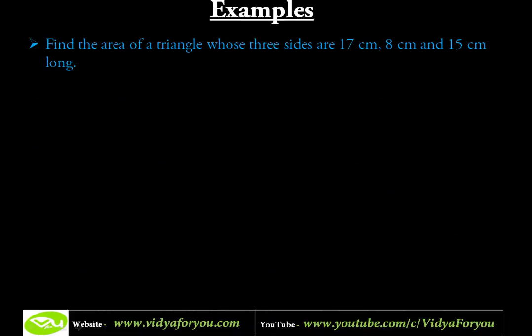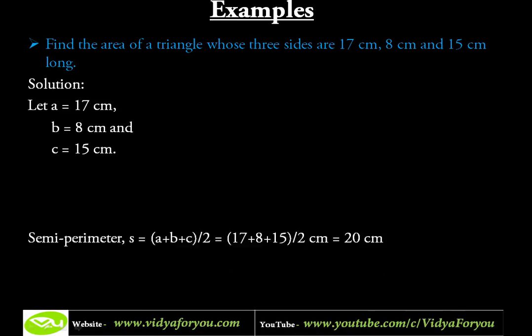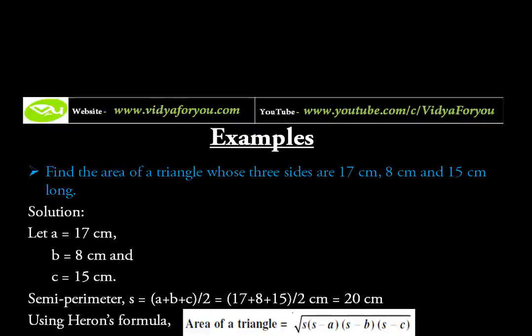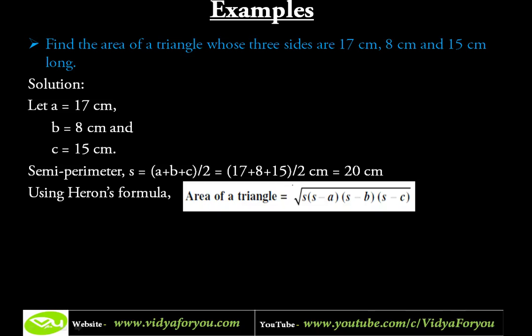Find the area of a triangle whose 3 sides are 17 centimeter, 8 centimeter, 15 centimeter long. Just draw a triangle and then we'll represent everything. The semi-perimeter will be a plus b plus c by 2, that is 17 plus 8 plus 15 by 2, that is 20 centimeter. Using Heron's formula, area of the triangle is the square root of S into S minus a, S minus b and S minus c. Let's find S, S minus a, S minus b and S minus c separately. We'll put this all together in the formula, so it will be simpler.